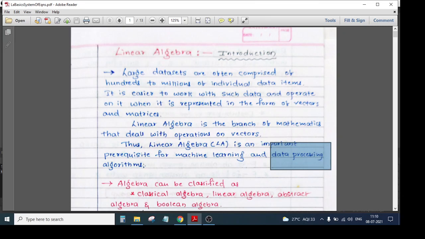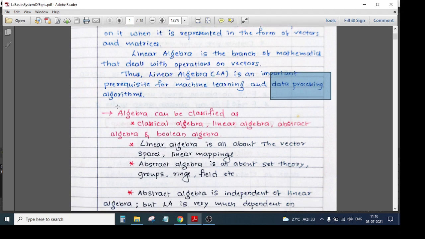When we speak of algebra, algebra is basically classified into classical algebra, linear algebra, abstract algebra and Boolean algebra. These are some of the categories of algebra. We will be concentrating on linear algebra. As we spoke just now, linear algebra deals with vector spaces and linear mappings. Linear is nothing but one-to-one mapping. All the one-to-one mappings are dealt with in linear algebra.